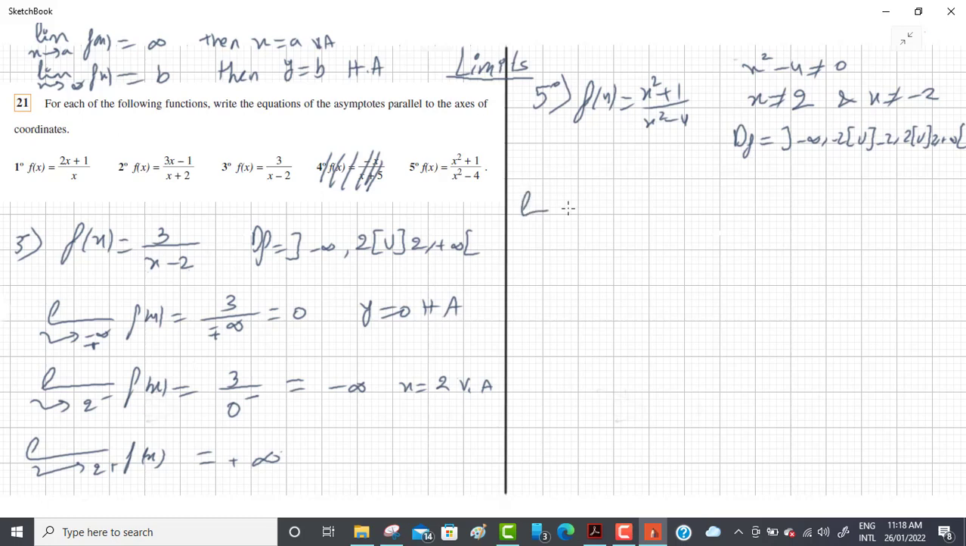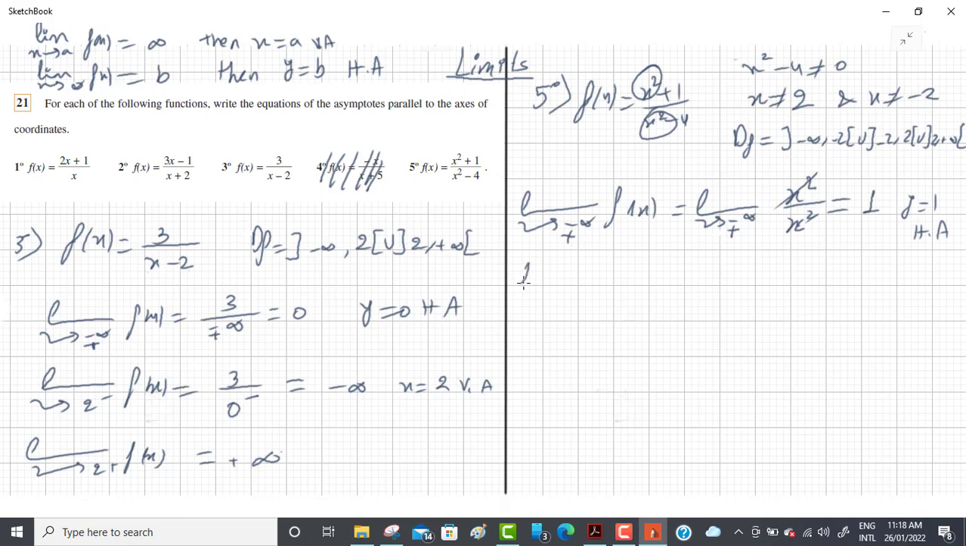We should calculate the limit as x tends to minus infinity of the function f of x. In the case of infinity of a fraction, you take the highest degree over the highest degree if the numerator and the denominator are polynomial functions. x squared over x squared equal 1 at infinity, so y equal 1. It's a horizontal asymptote. At plus infinity it would be the same, so I'm going to write minus or plus infinity.